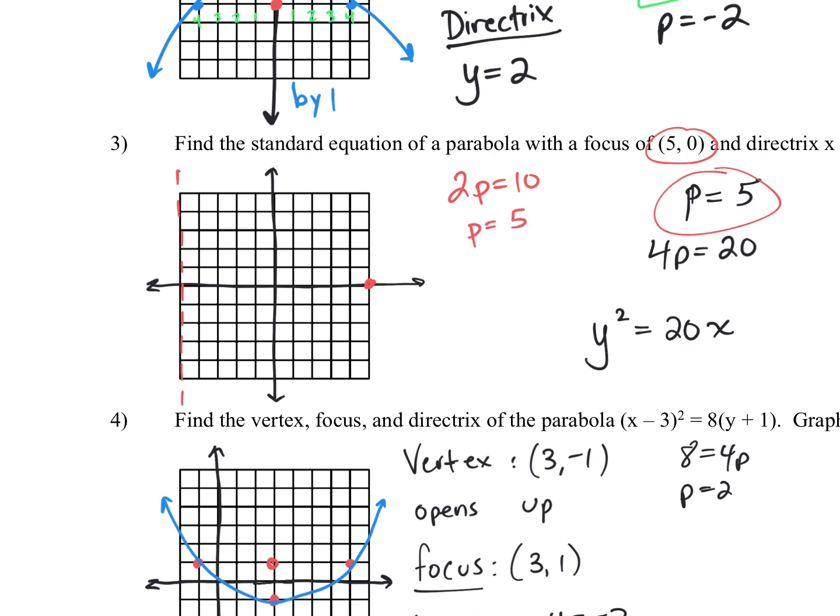I jumped right there in my work, but what we need for our equation is 4p, so that's what that 20 gets plugged in right there. Our sketch would look something like this. It would tell us that when we opened up here, this would be at -10, and that would be at +10. So the width of the parabola at the level of the focus is 4p, in this case, 20.